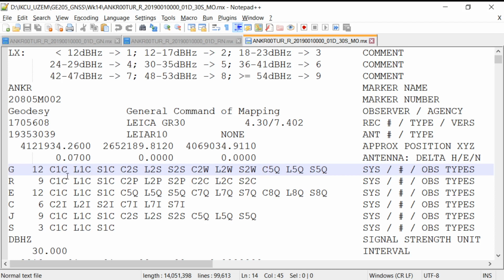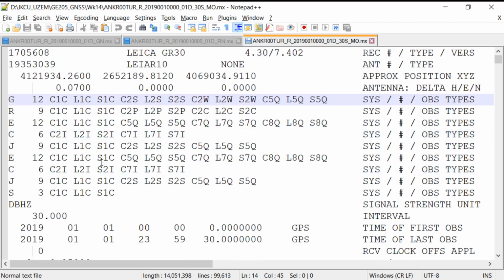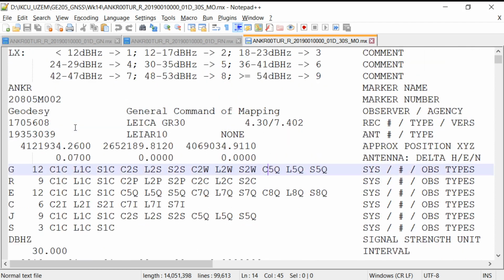The elimination of the ionosphere is not our concern within this lecture, but be aware that making observations by using at least two different carrier frequencies is necessary for the elimination. As you can see here, the approximate position in the Earth-centered, Earth-fixed coordinate system is also included in this file.